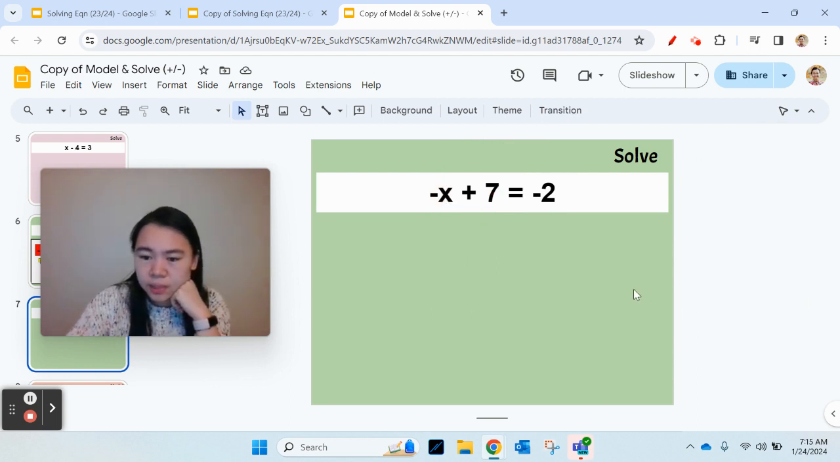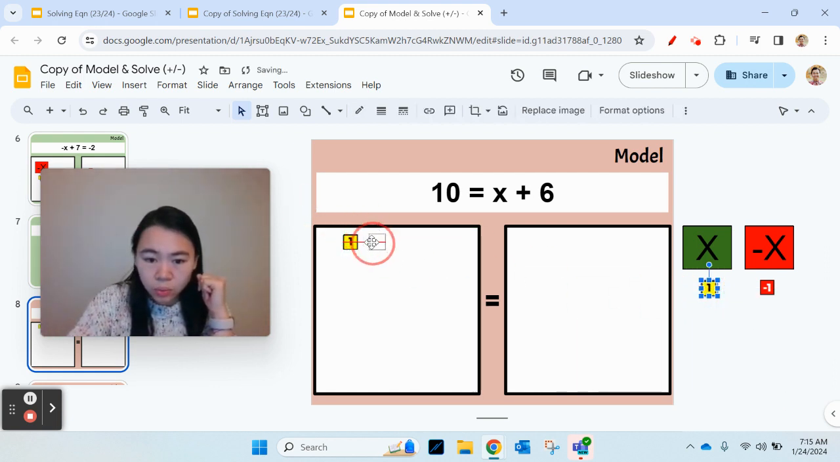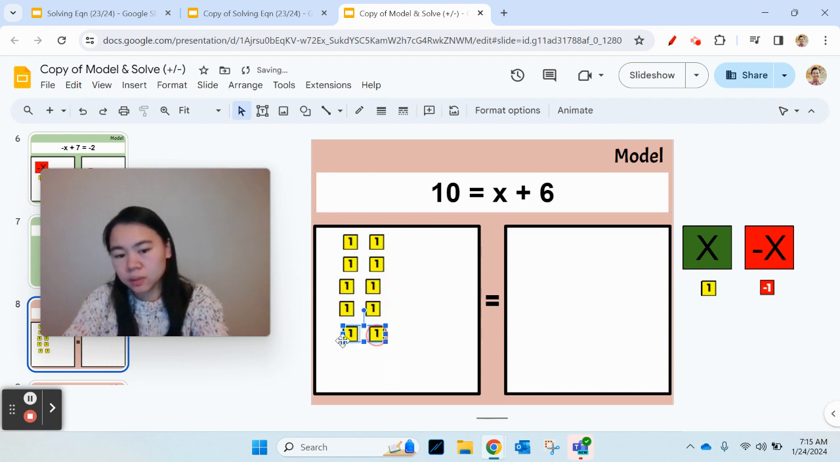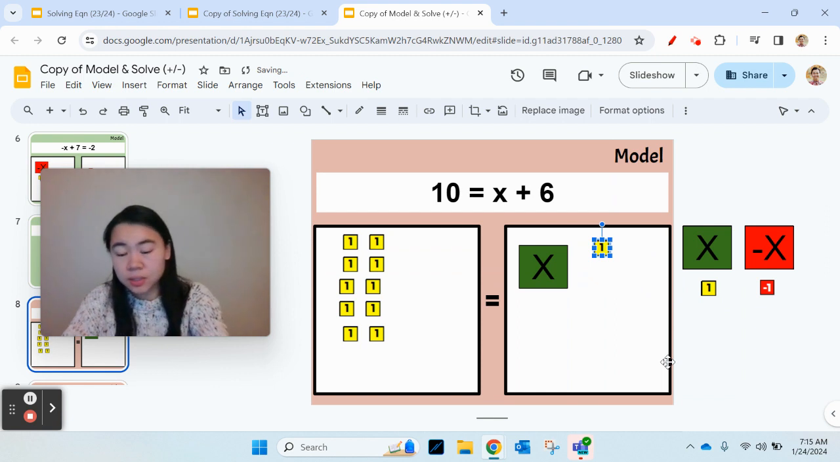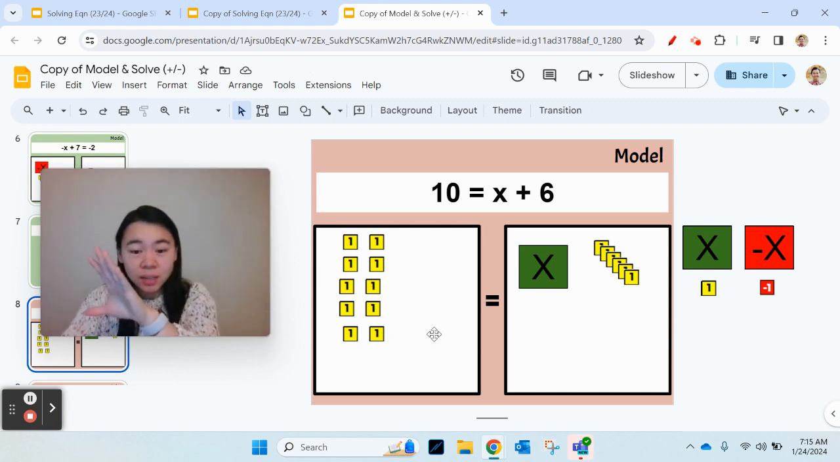Okay. Next. Positive 10 equals x plus 6. This time we have our x on the right. That's okay. Doesn't matter because we know both sides are equal. So go ahead and drag your positive 10 ones. I'm going to copy and paste groups of 2. 2, 4, 6, 8, 10. Equals a positive x plus 6. Okay, so we just need 6 ones. 1, 2, 3, 4, 5, 6. You can spread out your pieces if you like, as long as I can see a positive 10 equals positive x plus 6.